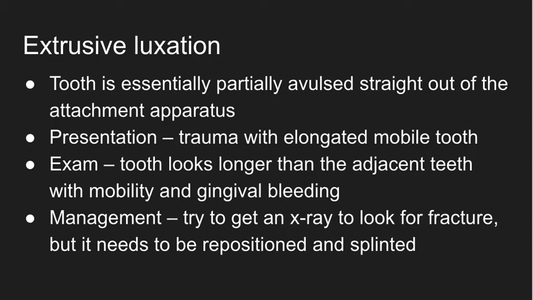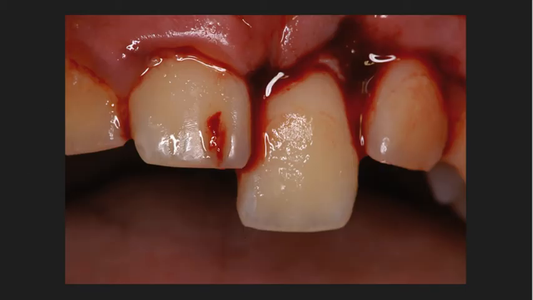Essentially, just push it back in and then splint it with the Copac, which you'll do for a root fracture as well. So it's up to you. You could probably just get away with pushing it back, splinting it, and then getting the Panorex. And that's what this looks like with the tooth kind of pulled out.